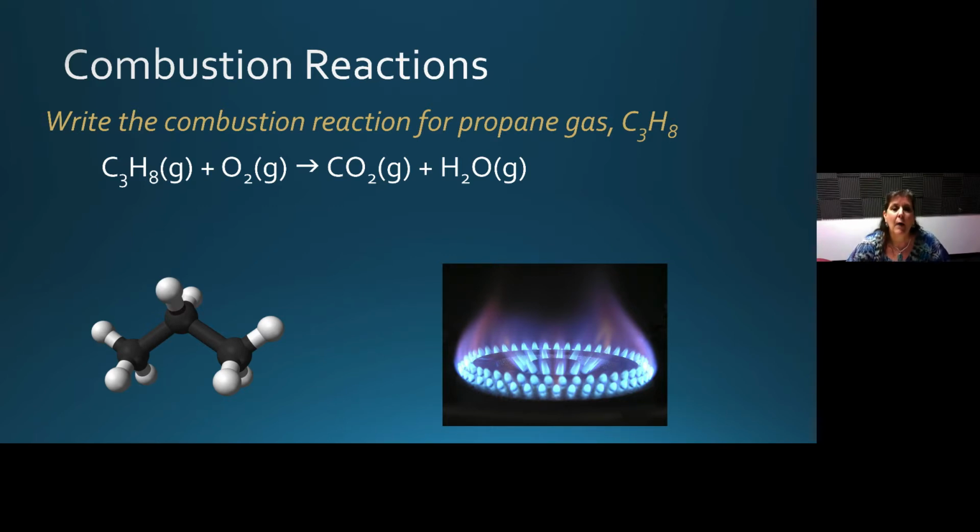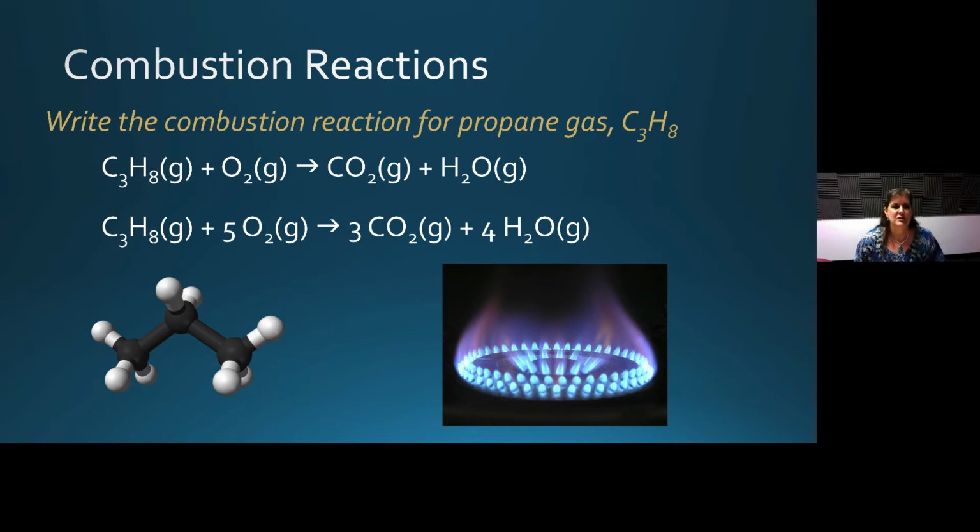Then we will count up all of the oxygens on the product side, which I believe will be 6 plus 4 is 10 oxygen atoms. So what do we need to put in front of O2? To make 10 atoms on both sides, we need a 5 in front of O2. And so we get our balanced reaction: C3H8 gas plus 5 O2 gas makes 3 CO2 gas plus 4 H2O gas. So that's a typical combustion reaction.